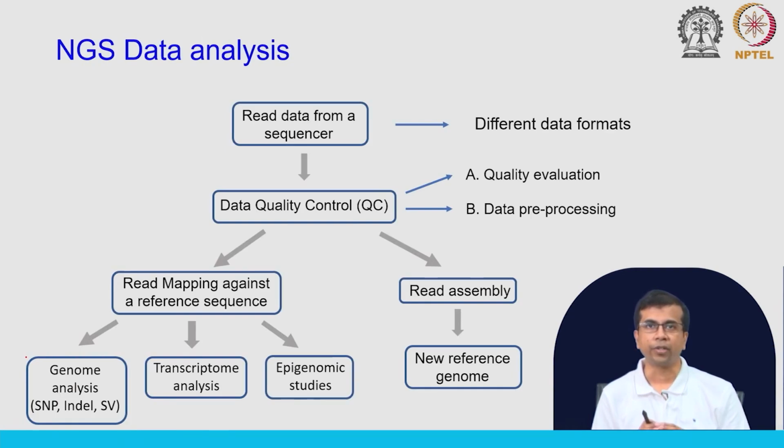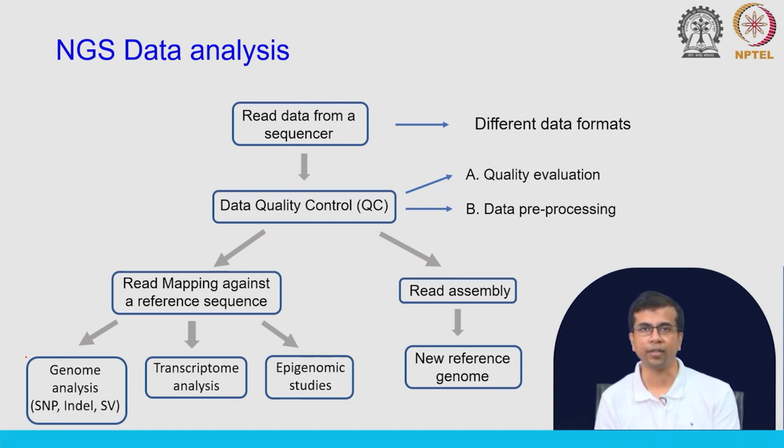Going back to the flow chart for NGS data analysis, we have looked into different types of data in different data formats from different sequencers. Then we have talked about data quality control and we have done that hands on. And in the last few classes, we have talked about read mapping against a reference sequence. So, once you have done this read mapping, there are three applications that you can see, three types of analysis that you can do after read mapping.